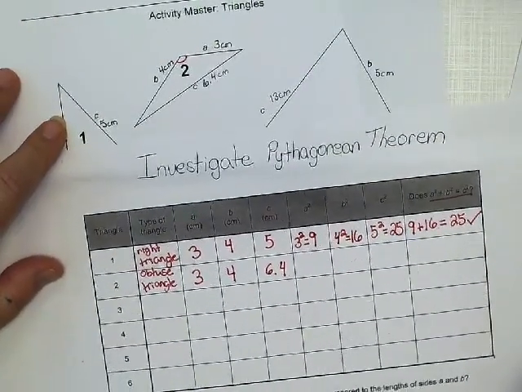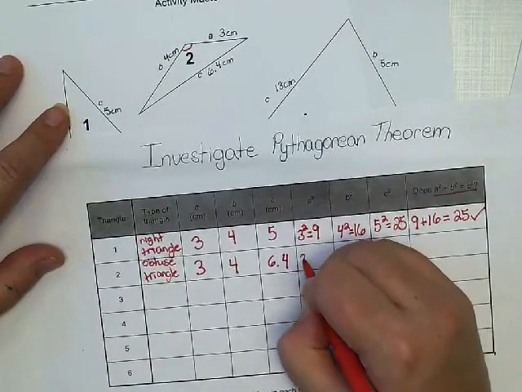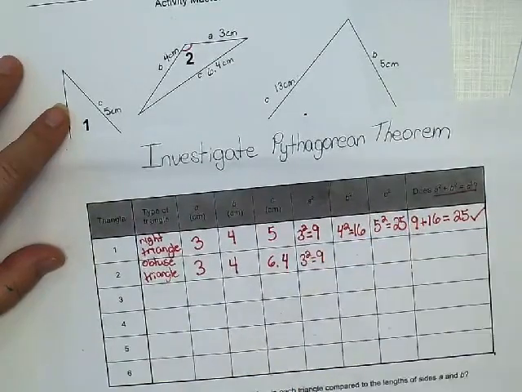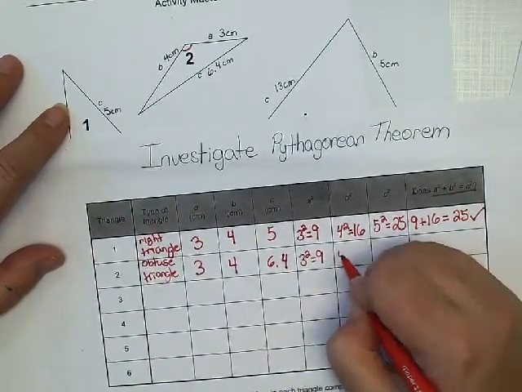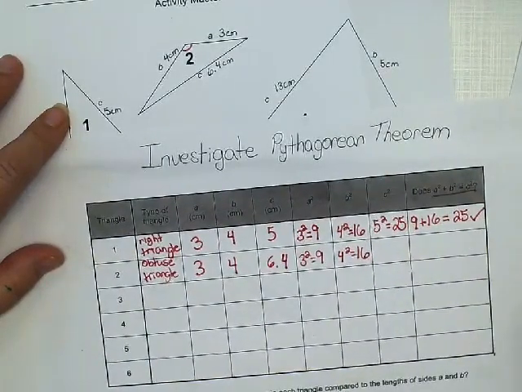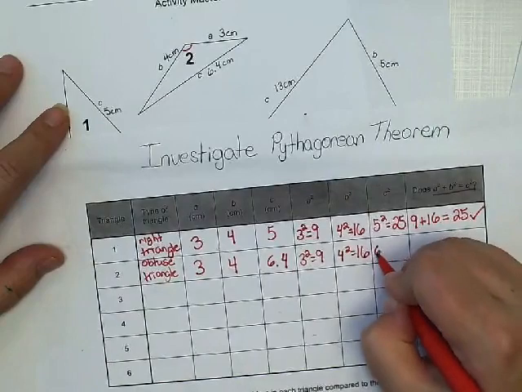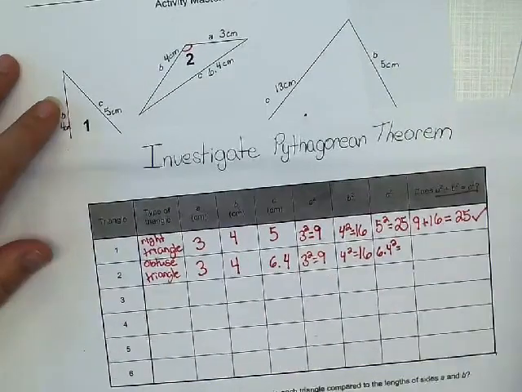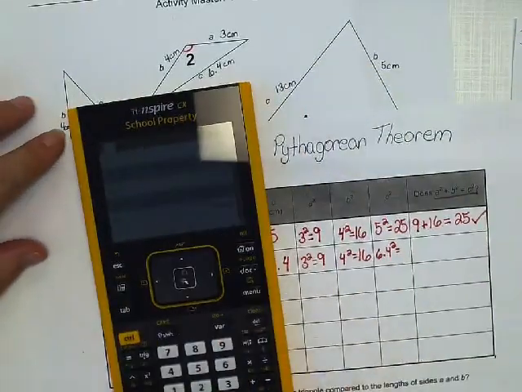Then it wants us to square it. So we're going to do 3 squared, which is still 9. 4 squared, which is 16. And then we have 6.4 squared, which is, I got to look at my calculator.